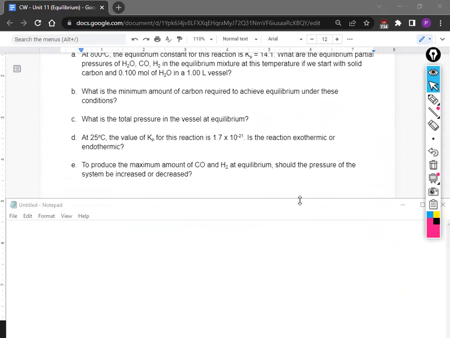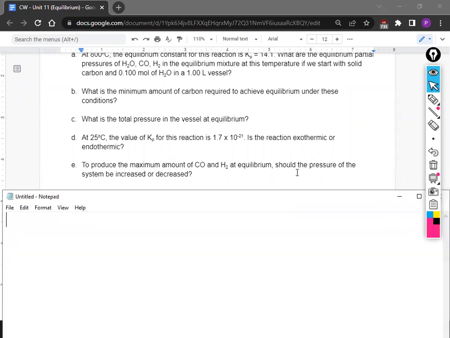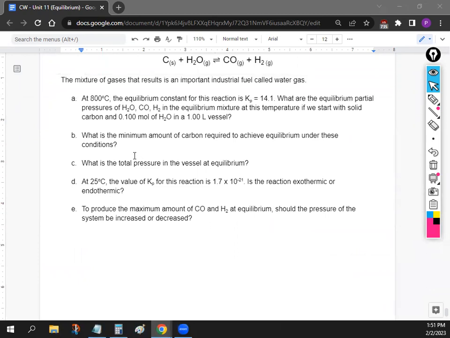All right, last one. Okay, and this is a Le Chatelier principle. To maximize the amount of CO and H2 at equilibrium, should we increase or decrease the pressure? Okay, I'm going to give you guys about a minute, see if you can think about it and figure it out, and then we'll go over it together.